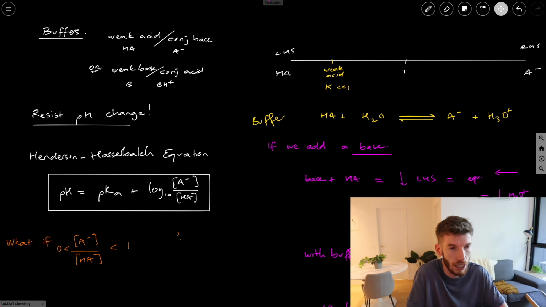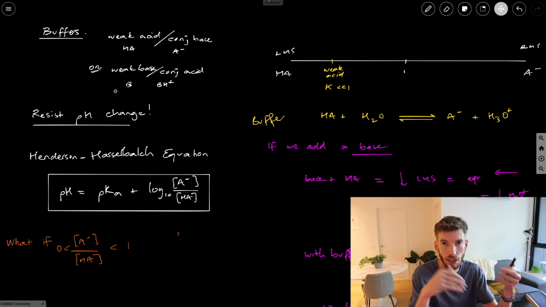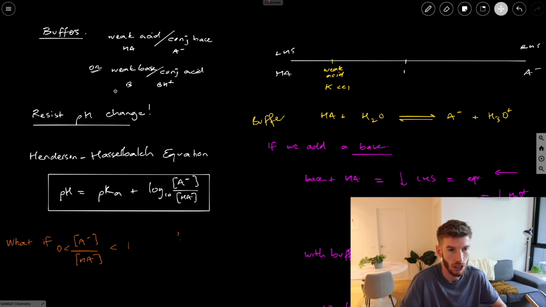So with buffers, the whole goal of a buffer is to create a solution that will resist pH change. So if you've already got a mixture of acid or base, then you want to try to keep that pH the same. That could be because there's oxidation that may occur, maybe because it's going to come into contact with other compounds. So we can have it either as a mixture of acids or a mixture of bases, depending on whether we're trying to keep something acidic or something basic. If we're trying to keep something acidic, we'll have a mixture of weak acid and its conjugate base. If we're trying to keep something basic, we'll use a weak base and its conjugate acid.